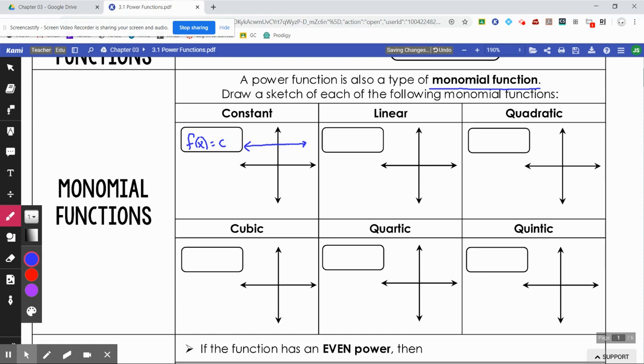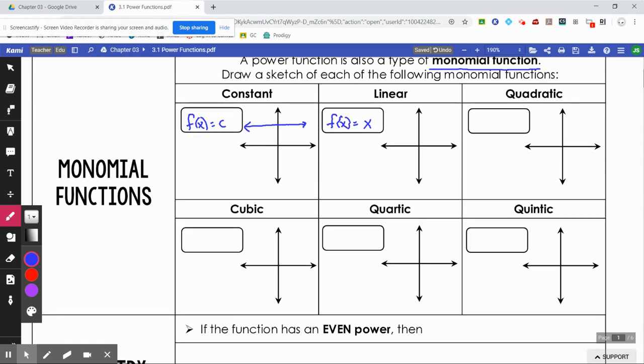Anytime you have a constant function, like y equals 2, y equals 3, y equals 4, that's always going to be a horizontal line. Your next power function, or your power monomial function, is a linear function. We'll just do f of x equals x. So therefore, x to the first power, we know it's linear. It's going to have a y-intercept of 0 because it is a monomial function. You don't have that plus 2 or plus 3.